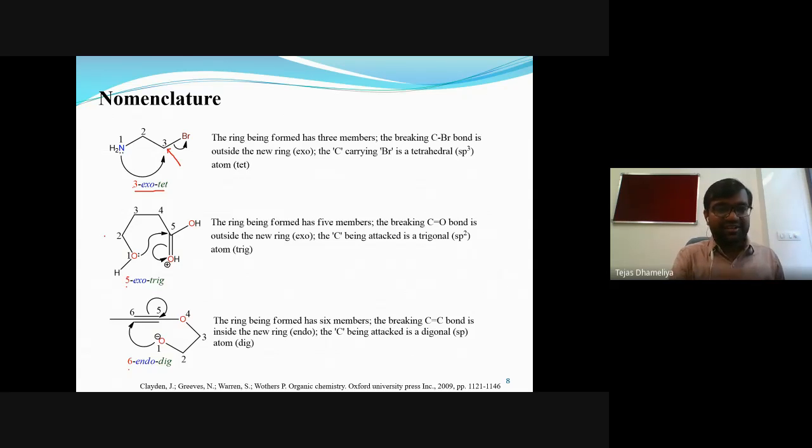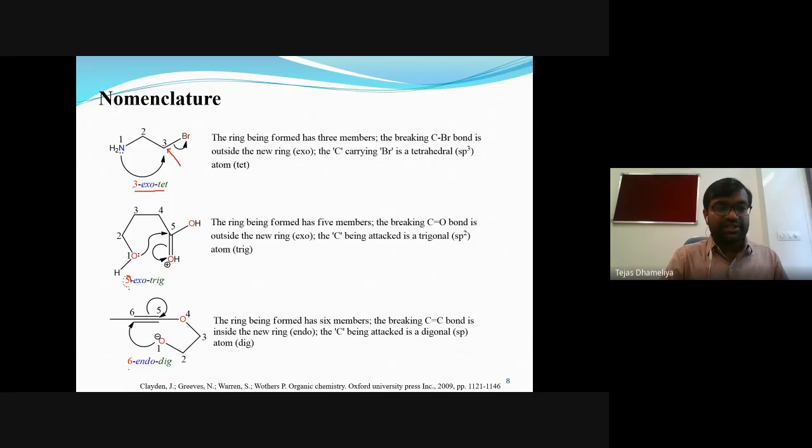Let us understand another instance. 5-exo ring. This is oxygen 1, 2, 3, 4, and 5. Oxygen is attacking on this carbonyl carbon, and this bond is moving towards the positively charged oxygen. So it will make a 5-membered ring, 1, 2, 3, 4, and 5. So that's why the name is 5. 5 is given because it is a 5-membered ring.